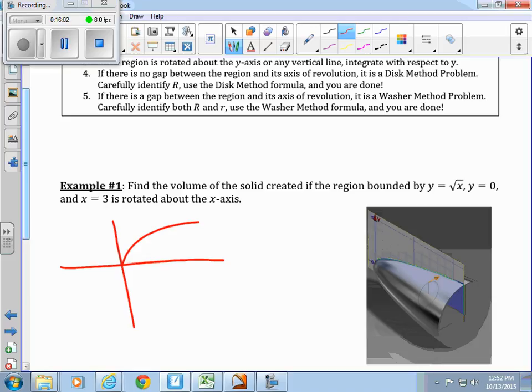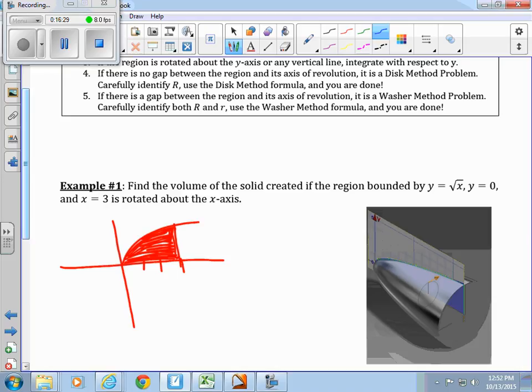X equals 3. And the x-axis. This is my region. First thing I'm going to ask myself, is there a gap between that and the x-axis? No. So, is it a disk or a washer? It's a disk, because there's no gap between the region and the x-axis. And I'm going to go ahead and draw this part of the picture.